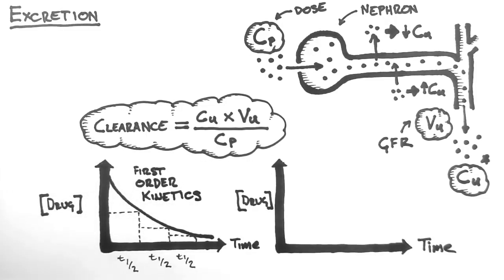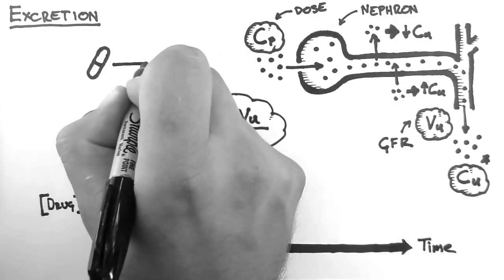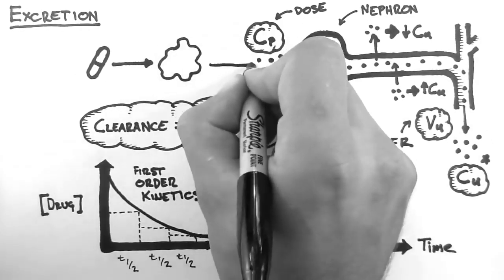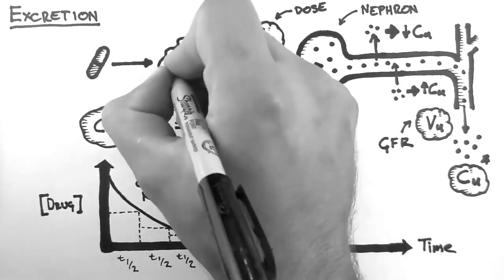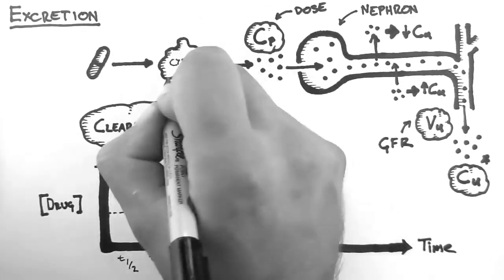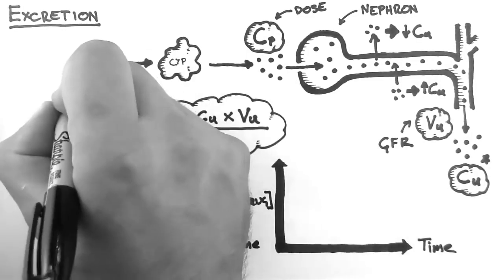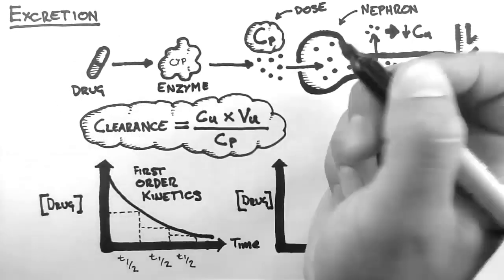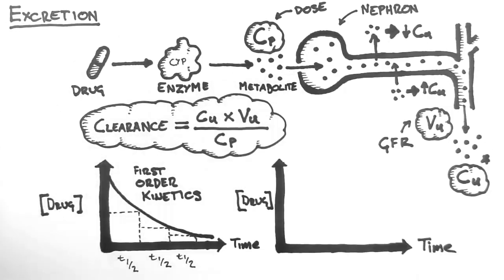Now let's change the situation a little. As we saw in the previous tutorial, drugs often have to be metabolized by an enzyme prior to excretion. The system would then look like this. A drug gets metabolized by an enzyme, and then the metabolite gets excreted. Normally, the drug still conforms to first-order kinetics.